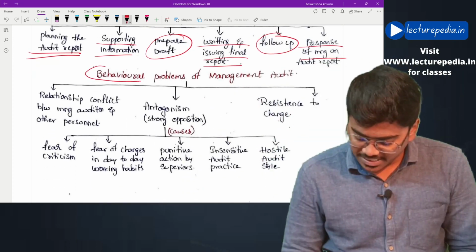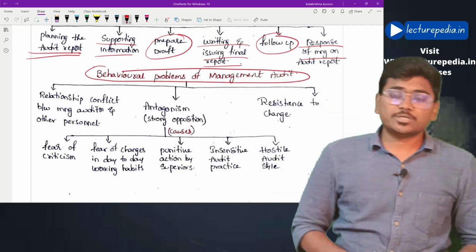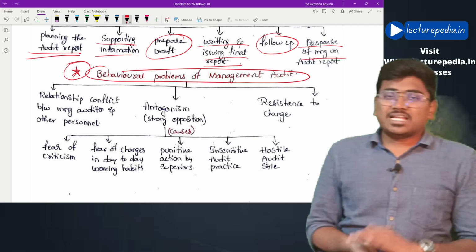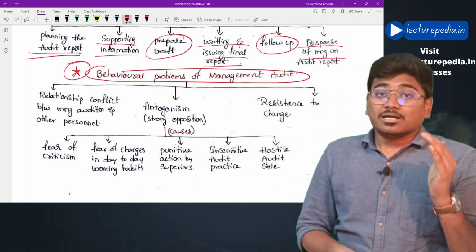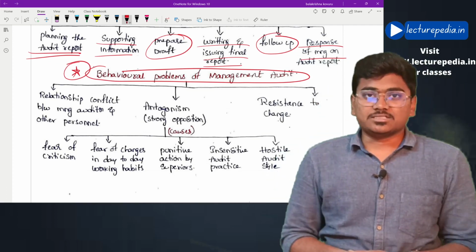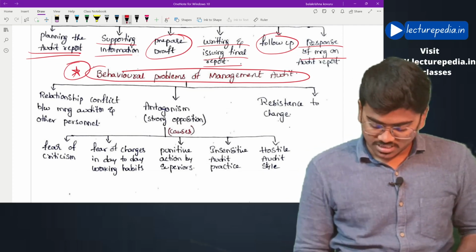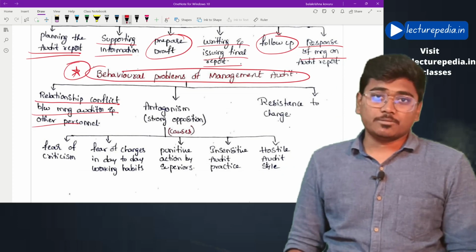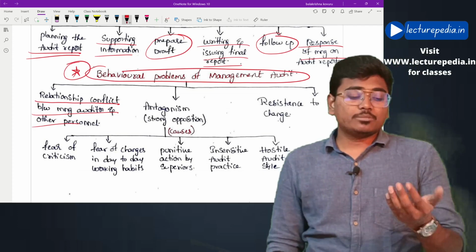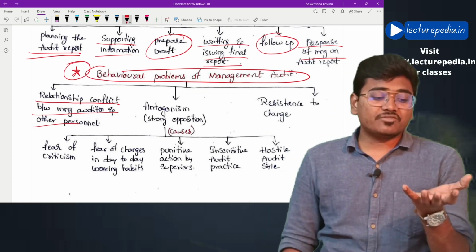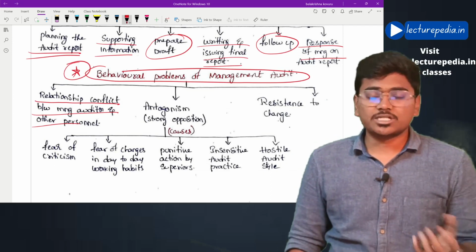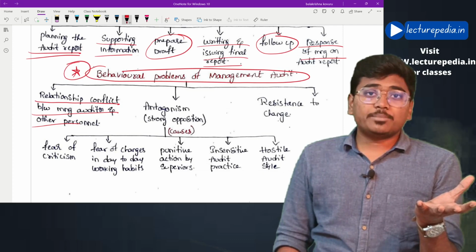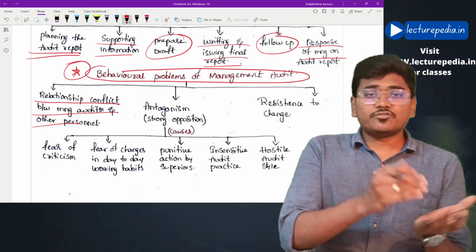Next, behavioral problems of management audit. This is very important. Now, while conducting the management audit, there will be certain behavioral problems that will arise. What are these behavioral problems? First one, relationship conflict between management auditor and other personnel. Basically, I have told you that there will be a separate department in the organization for conducting this management audit. Now, the people of this management audit department will be staff of the organization only.